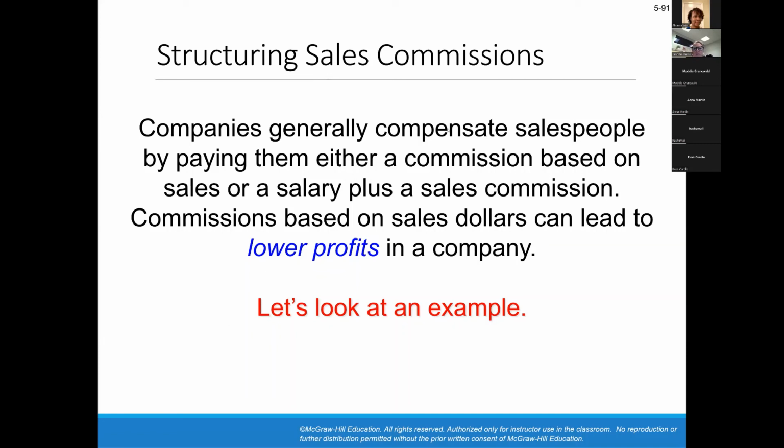Okay, so companies generally compensate salespeople by paying them either a commission based on sales or a salary plus a sales commission. So commissions are based on sales dollars. They can lead to lower profits in the company. All right, so a lot of times companies will pay a commission in one of two ways. One is on the sales. If you're getting paid on what you sell, normally the commission rate is low. So it might be like 2 or 3% of what you sell if it's, you know, high dollar sales.